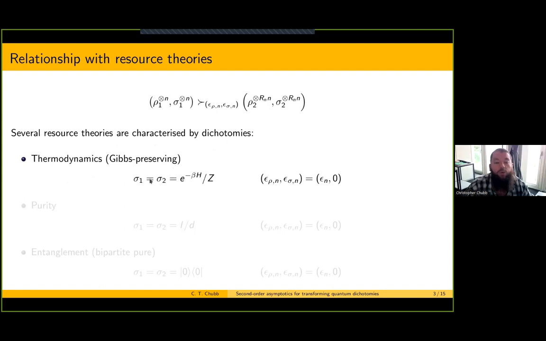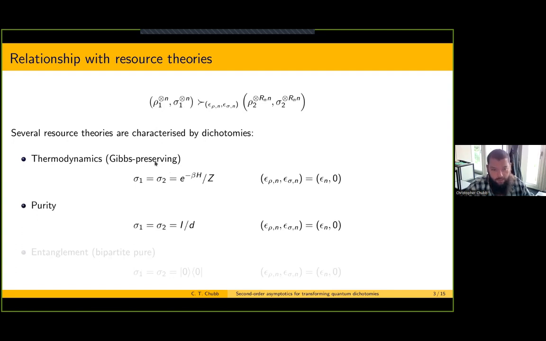The way that we can phrase that is we say, if both of the sigmas are the thermal state, and I require that the second error is always 0, meaning the thermal state is exactly preserved, and the first error is whatever, then this exactly captures these so-called Gibbs preserving operations, right? So these transformations, these dichotomies in these parameters, reduce to these so-called Gibbs preserving operations.